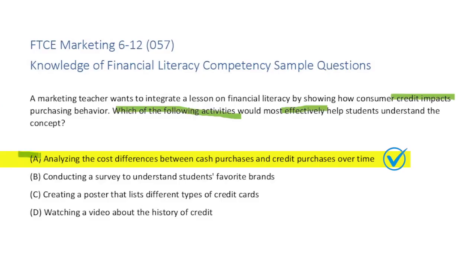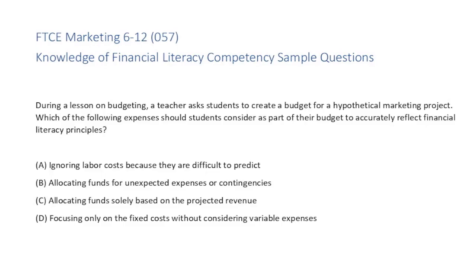During a lesson on budgeting, a teacher asks students to create a budget for a hypothetical marketing project. Which of the following expenses should students consider as part of their budget to accurately reflect financial literacy principles? A. Ignoring labor costs because they are difficult to predict. B. Allocating funds for unexpected expenses or contingencies. C. Allocating funds solely based on the projected revenue. Or D. Focusing only on the fixed costs without considering variable expenses.